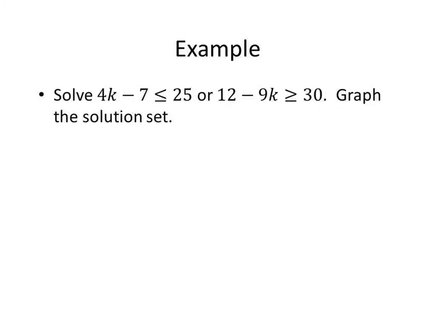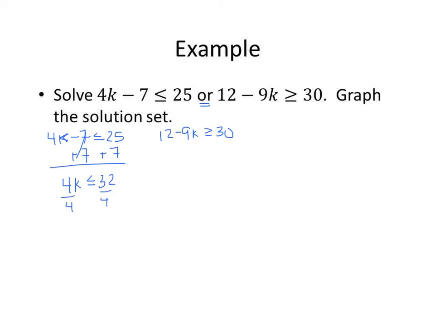All right, two more examples we want to look at. The first one is an OR statement, and when you solve an OR, you have to solve them separately. So we have two separate inequalities here, and we're going to solve them separately. The first one, we're going to add 7. Remember, you undo your addition and subtraction first. And then we're going to divide by 4, and k is less than or equal to 8.